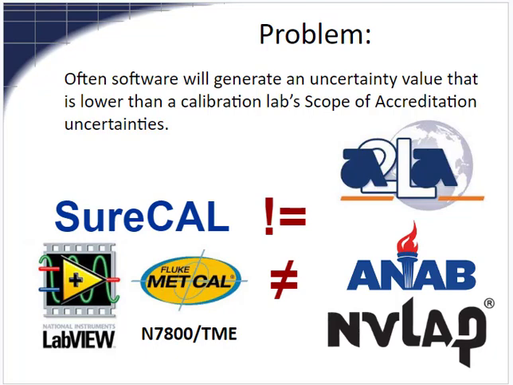So one of the problems with a calibration lab running automated software is that your automated software can generate a measurement uncertainty that's less than your scope of accreditation. This is something that is no longer a problem in metrology.net, because we have a solution that will look up your measurement uncertainty off your scope of accreditation and import it into metrology.net. So never again will you have a finding by an auditor.